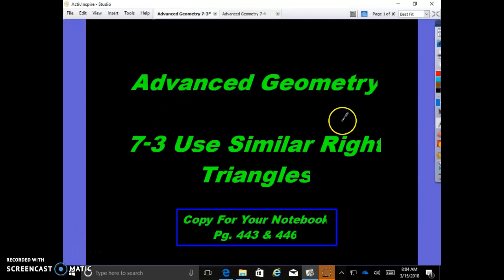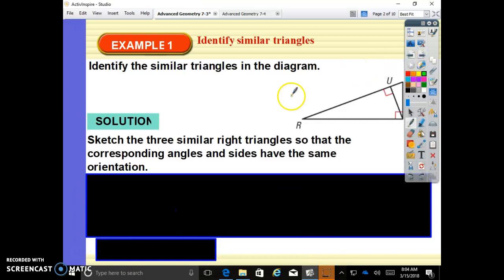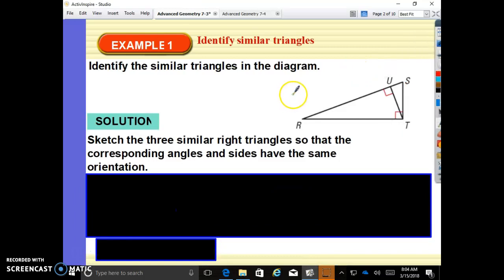7.3, use similar right triangles. Identify the similar triangles in the diagram. All right, guys, so these are a little bit annoying. You actually have to draw all three of these triangles separately.